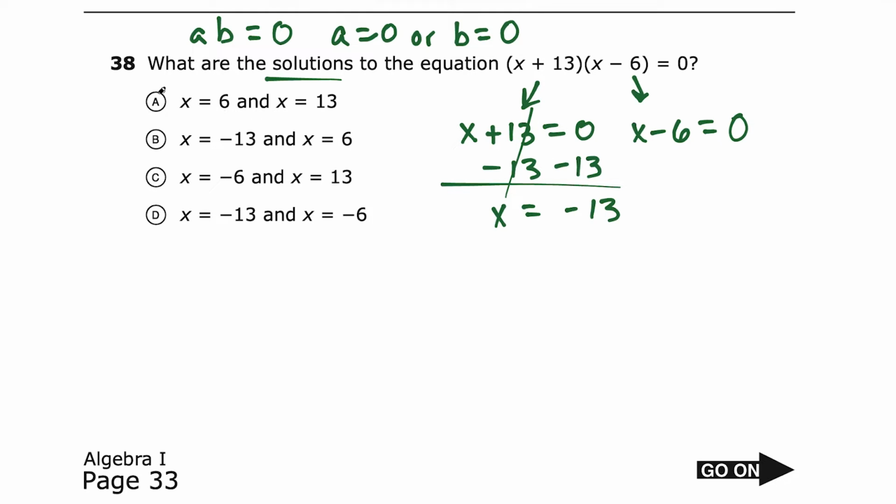And notice that that wipes out two answer choices. And now from here, I'll do plus 6 on both sides. And that's going to give us our second solution of x equals positive 6. And that's going to match up with choice B.